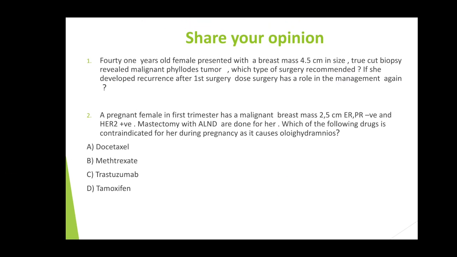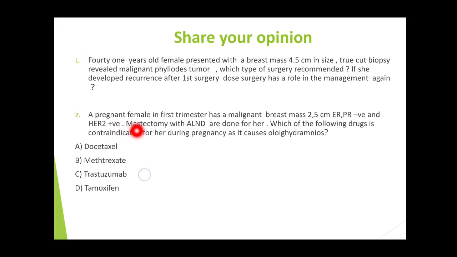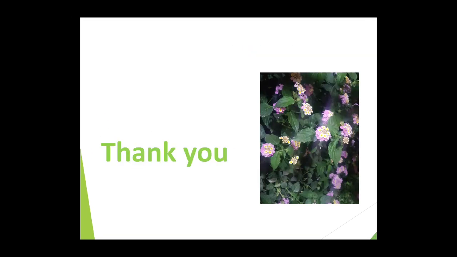I also hope you can answer this question as an MCQ. A pregnant female in the first trimester has a malignant breast mass about 2.5 centimeters in size, showing ER/PR negative and HER2 positive. Mastectomy was done for her with axillary lymph node dissection. Which of the following drugs is contraindicated for her during pregnancy as it causes oligohydramnios? Docetaxel, MTX methotrexate, trastuzumab, or tamoxifen? Thank you.